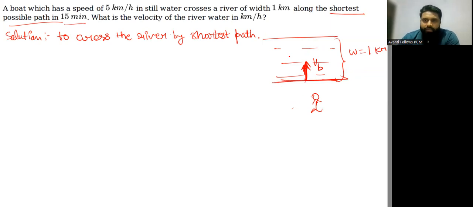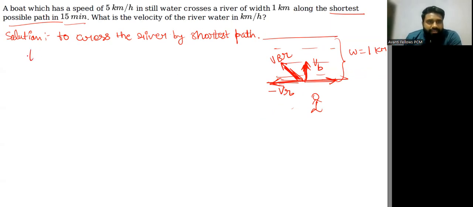velocity. Okay. So if the river is flowing in this direction, the VBR should be in this direction. So this is VBR. So you will have to take the reverse of it, which is minus VR. You can see that this VR and VB are at a 90-degree angle. Got it?